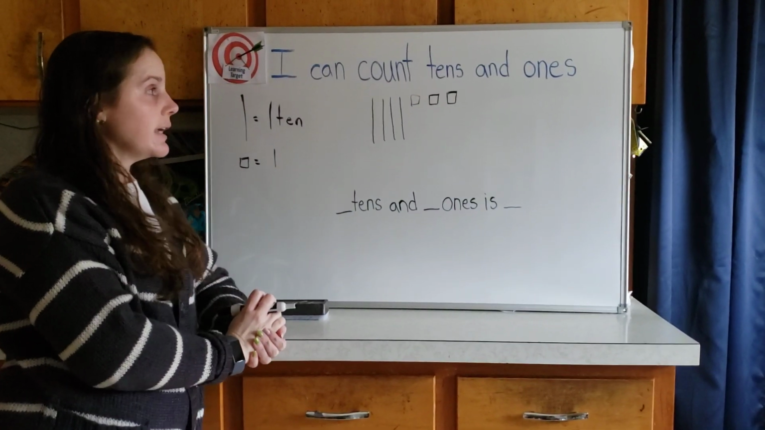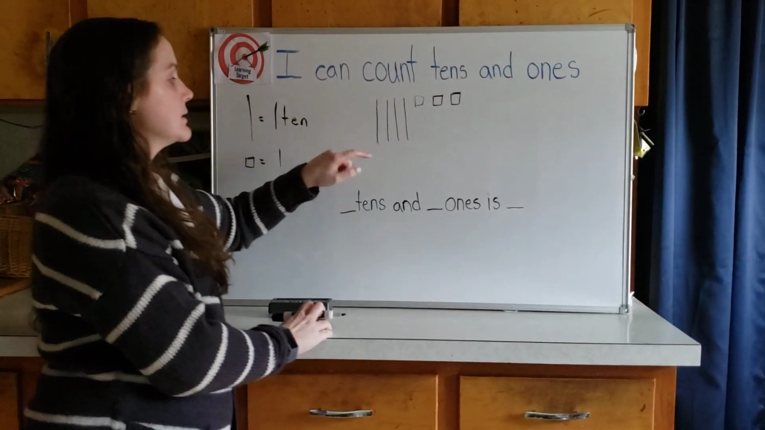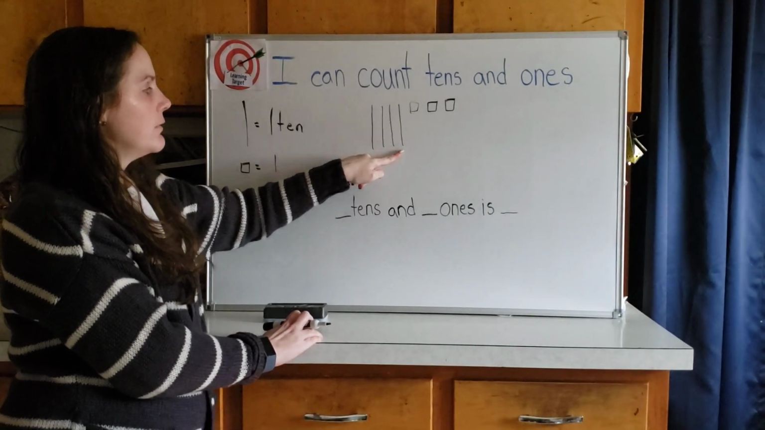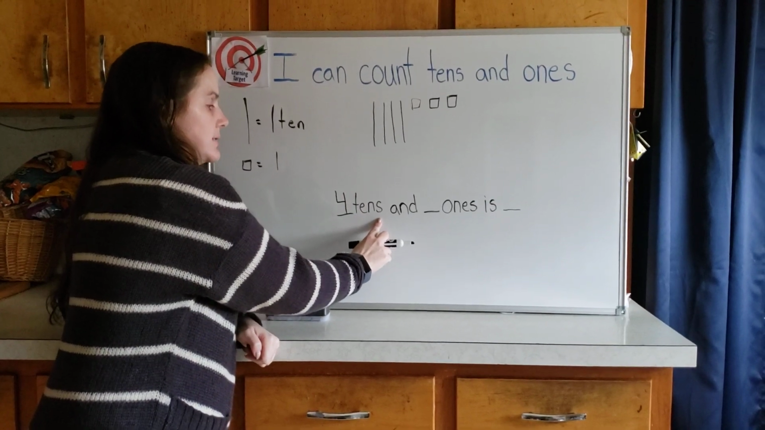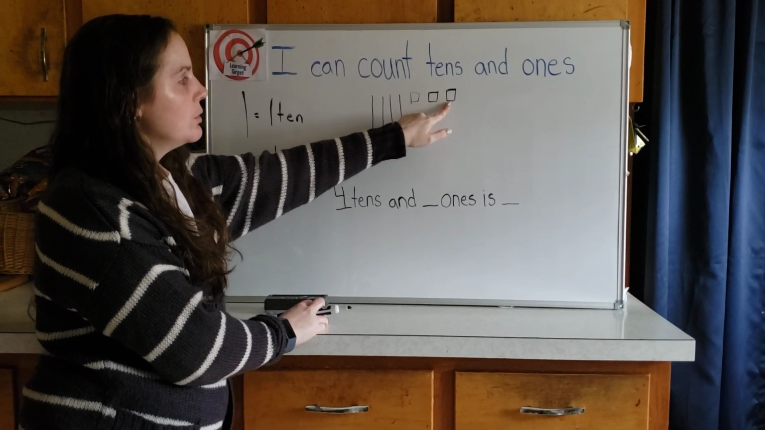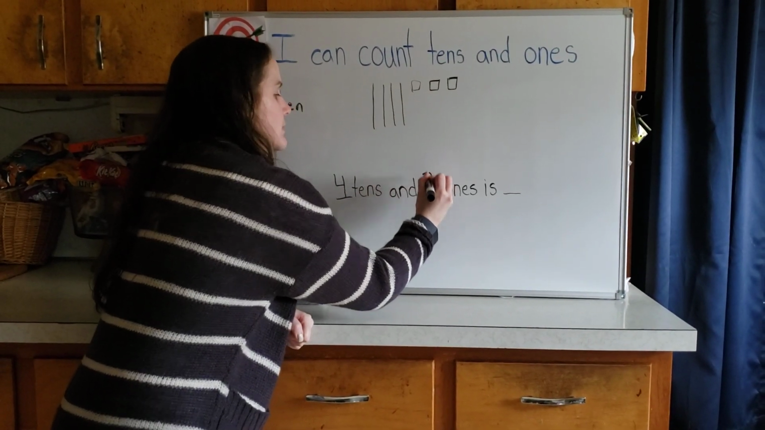Okay, so just like our I can statement says, we're going to do the tens and then the ones. These are our tens, so I'm going to count 1, 2, 3, 4. I'm going to put 4 next to the word tens. And now I'm going to count the ones. 1, 2, 3. And I'm going to put the 3 next to the word ones.